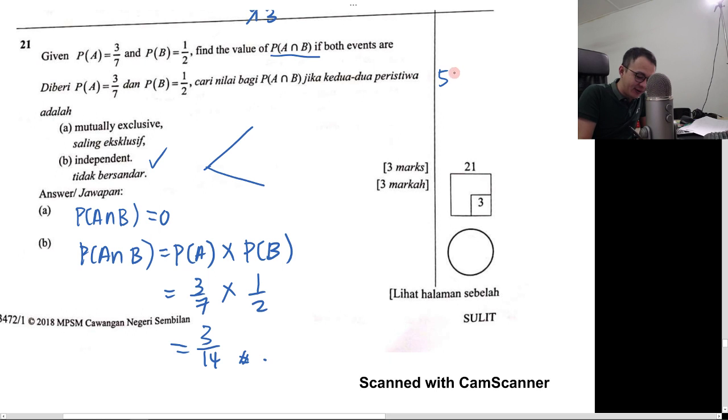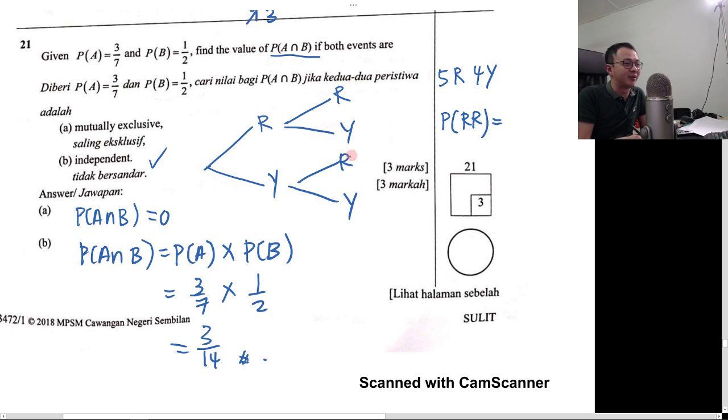Let's say I have 5 red color balls, and then I have 4 yellow color balls. So I want to choose 2 red color balls here, and I want to find the probability. So I will pick 2 red. I want the probability of getting red and the probability of getting yellow. And the second time I pick again, red and yellow. Alright, this is the tree diagram. If you don't understand the tree diagram, I can't help you.